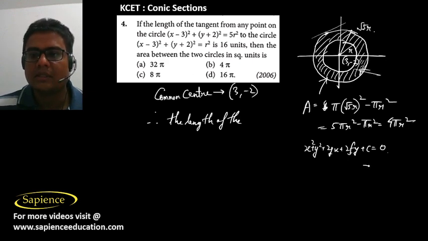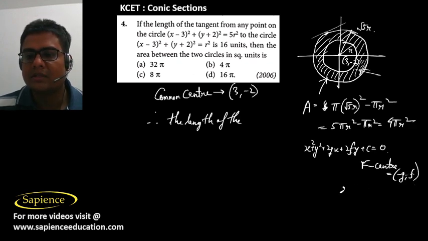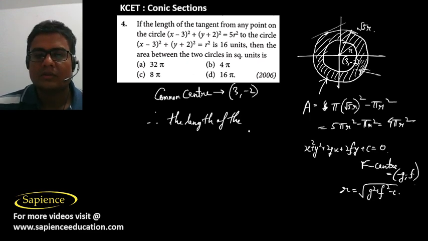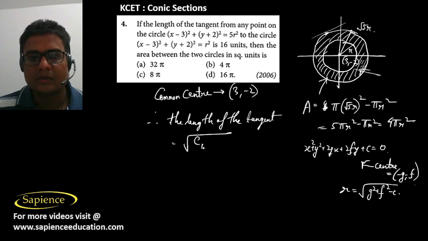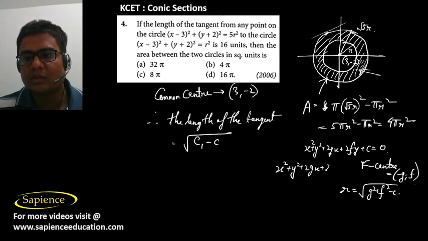The center will be given as minus g comma minus f, and the radius is given as square root of g square plus f square minus c. So the length of the tangent will be given as root over c1 minus c, if the equation of the other circle is x square plus y square plus 2gx plus 2fy plus c1 equal to 0.